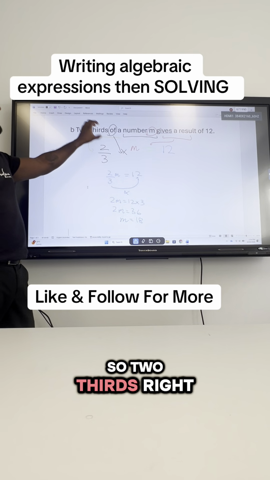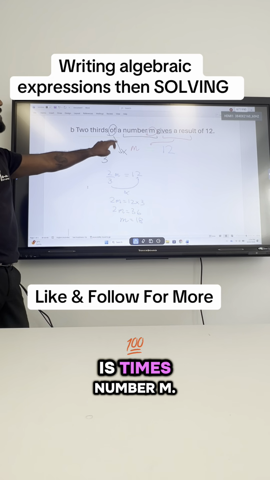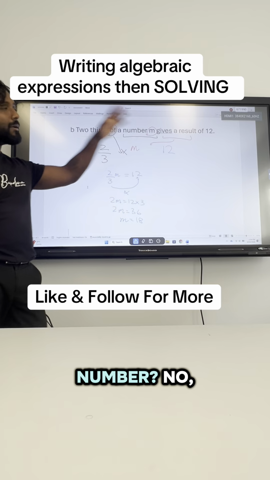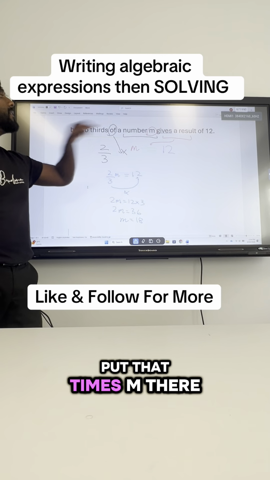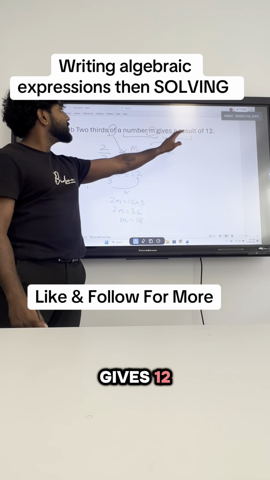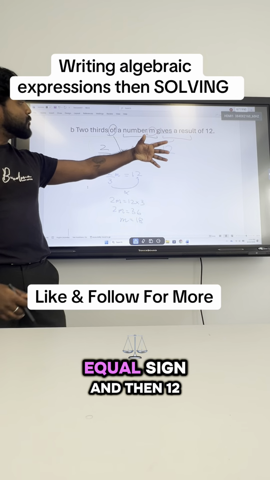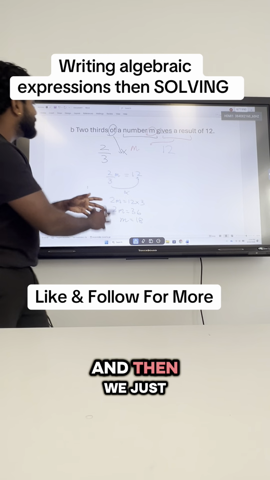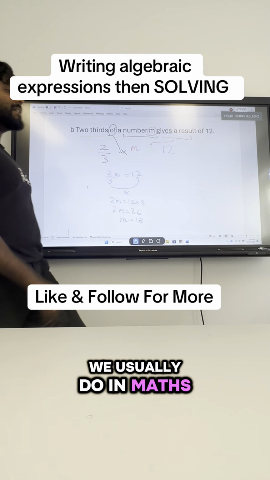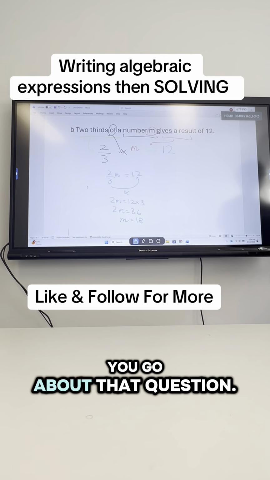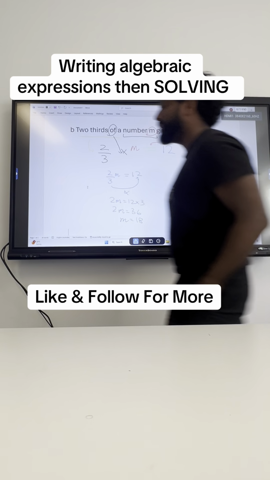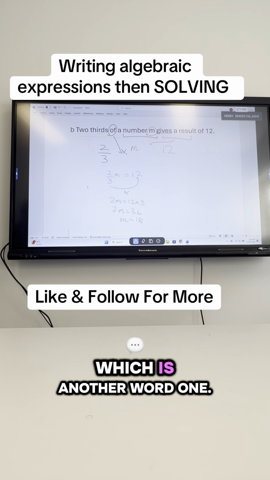So 2/3 as a fraction, of is times the number M. Do we have our number? No, we've got a letter. So we put that times M there. Gives 12, that gives a result. Gives a result is the equal sign and then 12. And then we just go about doing what we usually do in maths, which is solving. That's how you go about that question. So we're going to go to the next question, which is another word one.